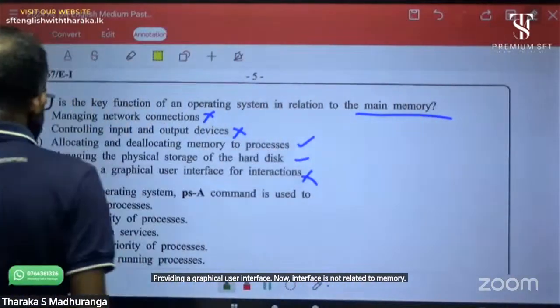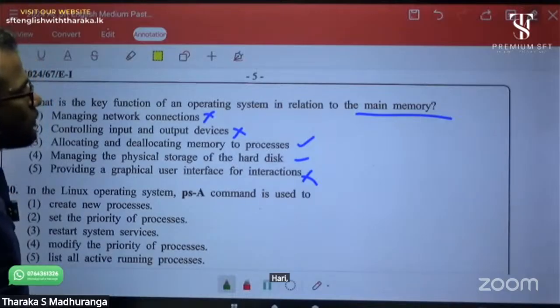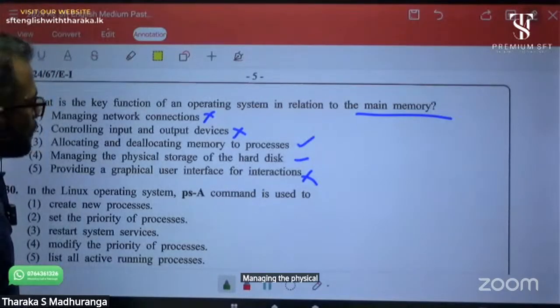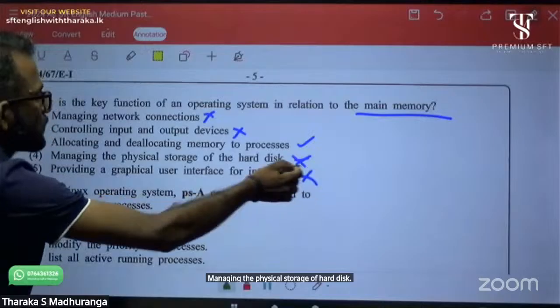Then අපිට answers දෙකක් තියෙනවා. Managing the physical storage of hard disk, not done by OS, no? The answer number 3.